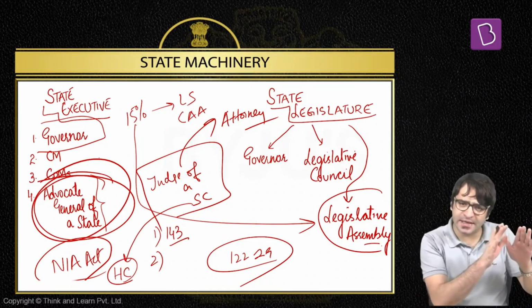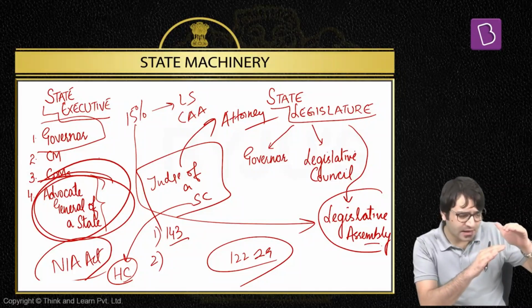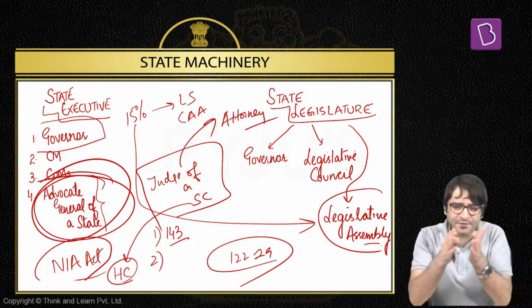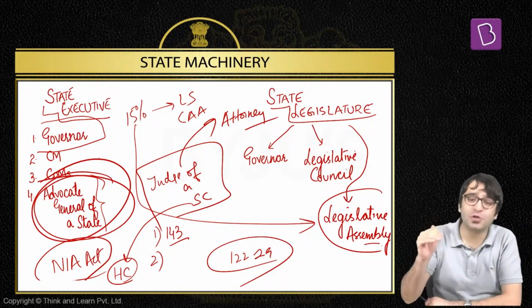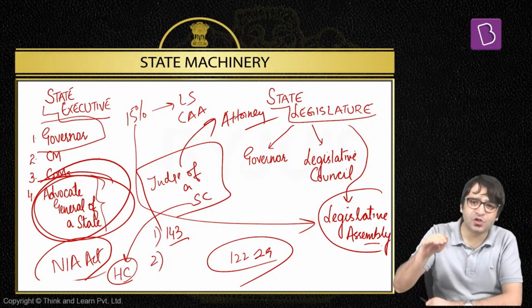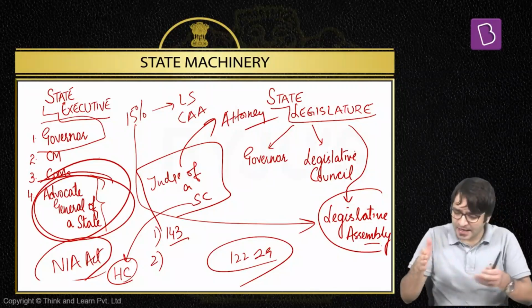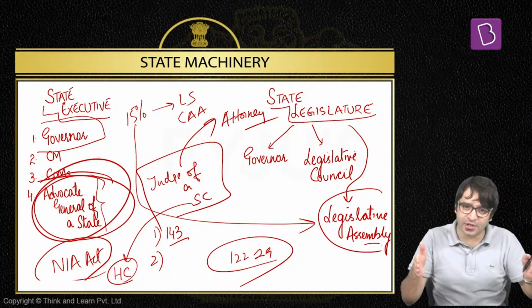That means when it comes to union executive, there we have president, vice president, prime minister, council of ministers, Attorney General for India. In a similar fashion, we have state executive as well. There's governor, but there is no vice governor or deputy governor. But we have the chief minister, we have the council of ministers, we have Advocate General of the state. Advocate General of the state can be compared to the Attorney General for India, but with two exceptions.